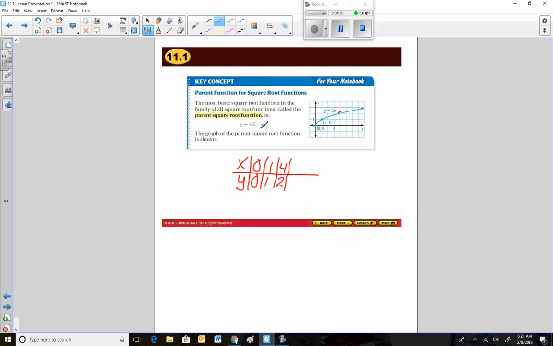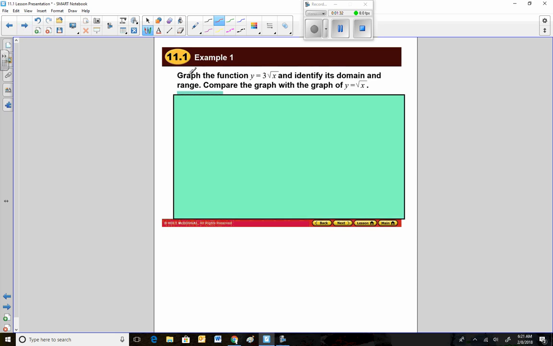Now we're going to see equations that cause this to move up, down, flip over the x-axis, reflect, just like we have with all of our other graphs. So let's take a look at what that would do. Graph the function y equals 3 square root x and identify its domain and range. Compare the graph with the graph of y equals square root x, the parent function.